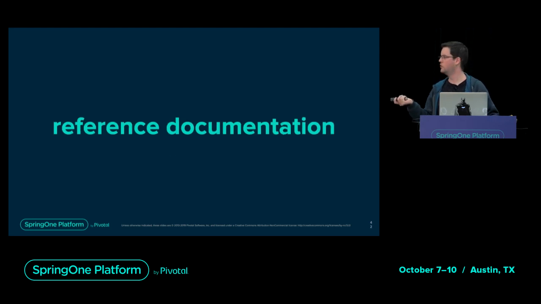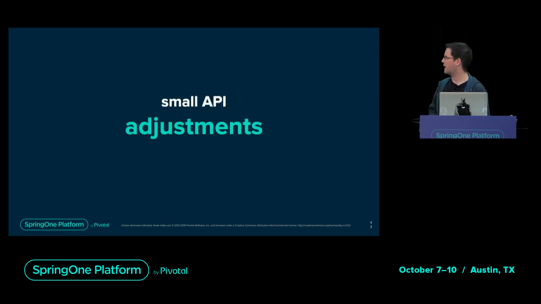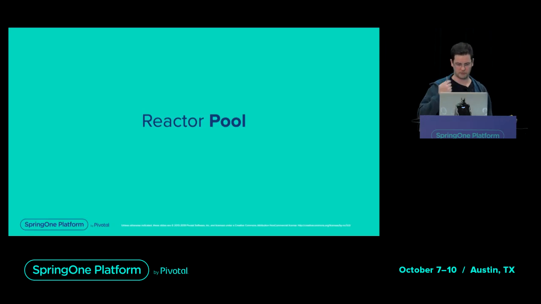There's also a new reference documentation. So the reference documentation didn't really exist for reactor-netty so far. So we've added a reference documentation that is more complete, more in line with the one you could have in core. And there are some small API adjustments. But I wanted to talk about reactor-pool as well. And I only have less than 10 minutes to do that.